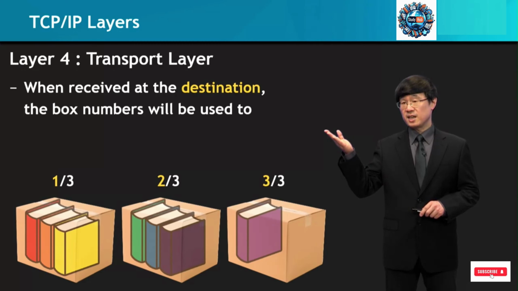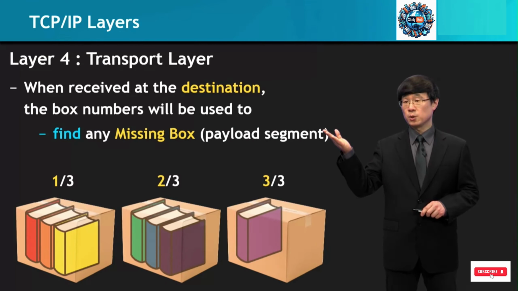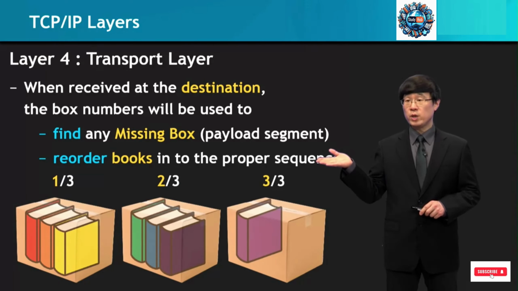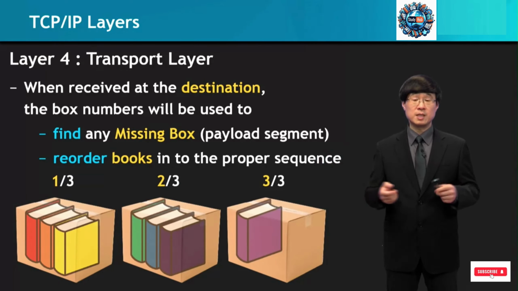When received at the destination, the box numbers will be used to find any missing boxes and also reorder the books into the proper sequence. And that's what the TCP does.